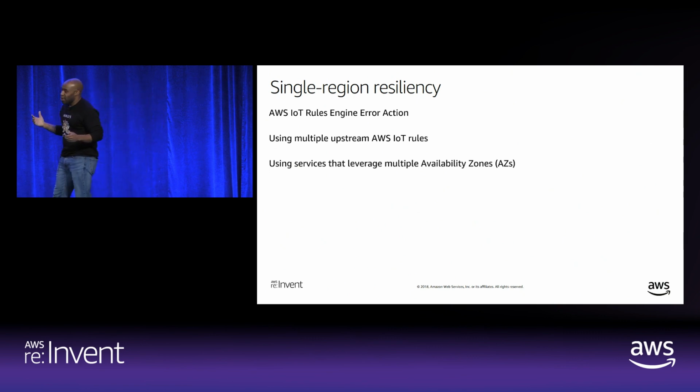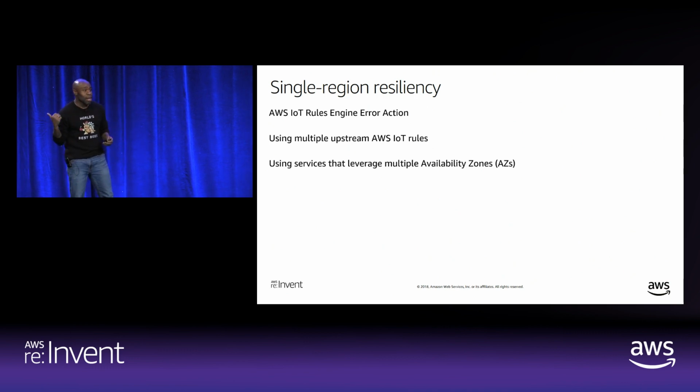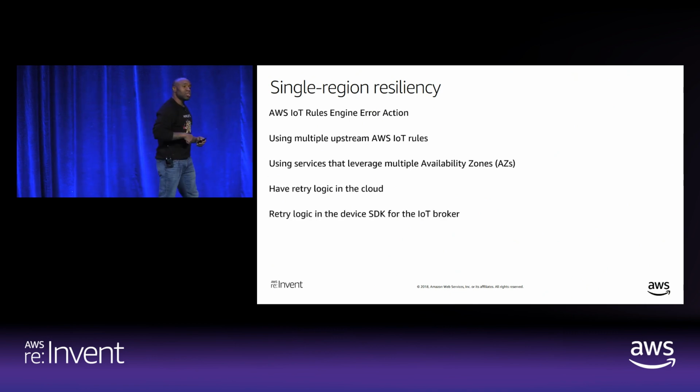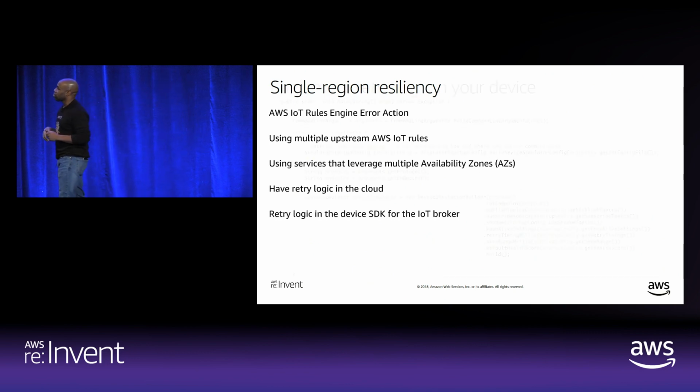Use services that use multiple AZs. It just makes your life a little bit easier. I'm going to hopefully squeeze in a demo later, but all of them use services that are already running across AZs to give myself additional resiliency. And also have retry logic, not just on the cloud side, but also on your devices. Again, you have to pre-program all the things the device has to do.